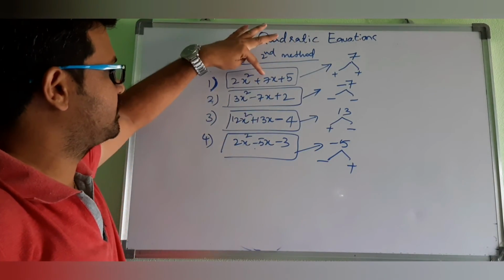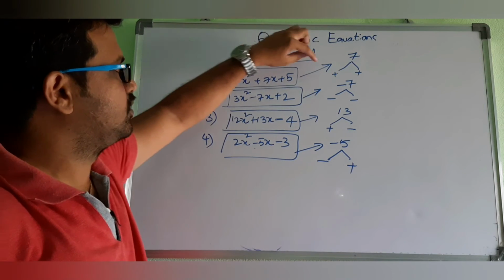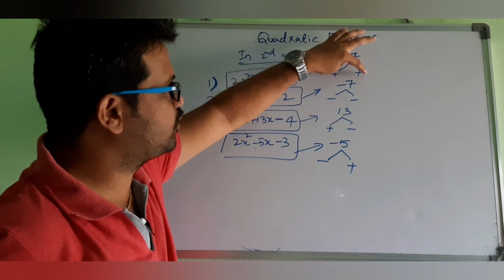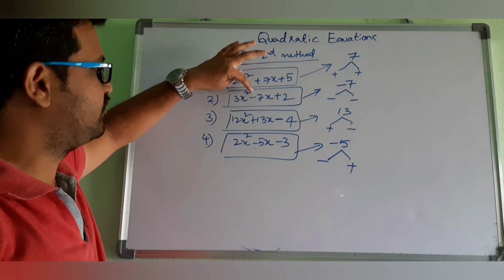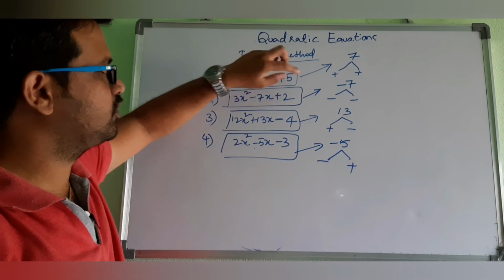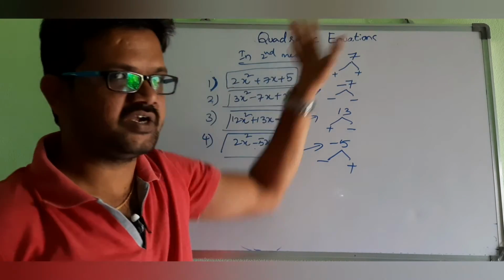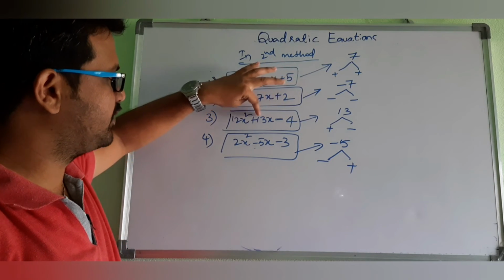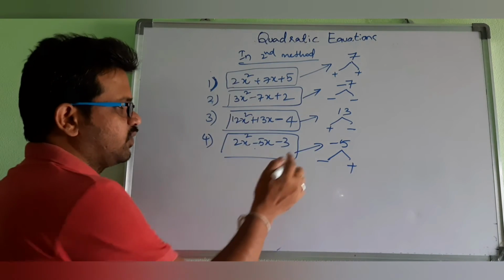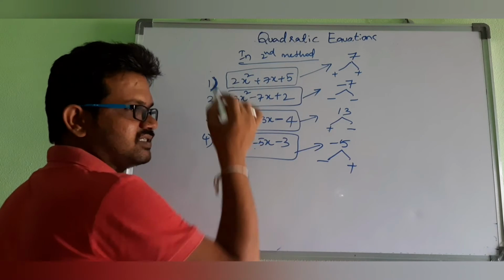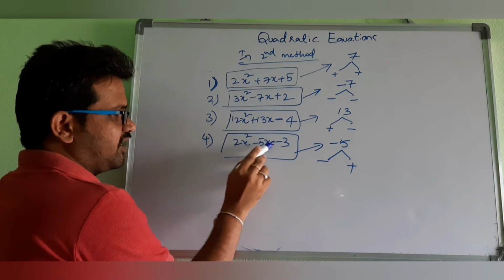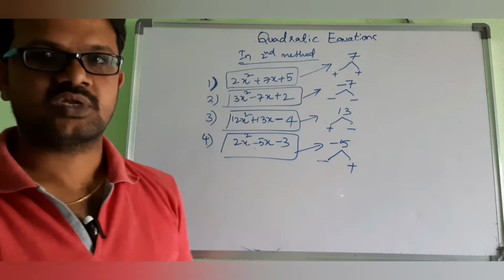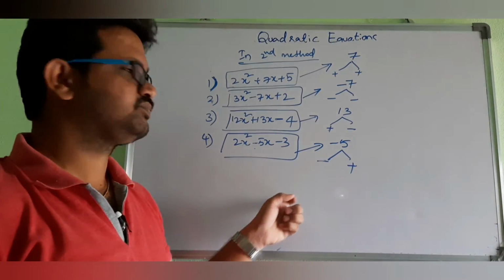Okay, so when all are positive, the middle number should be split so that both are positive. And when the middle term is negative, we have to split it so that both numbers are negative. And when the constant is negative, the middle number should be taken as first one positive, second one negative. And when both are negative, first one is negative, second one is positive. Okay, so note this down, very important.